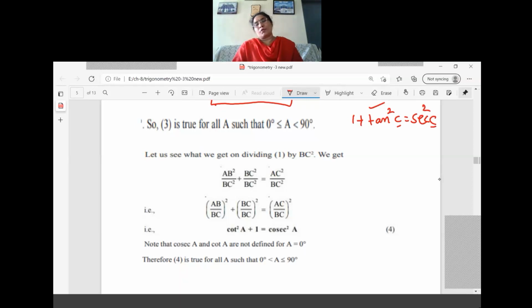Again if we go for the diagram, what we are getting there is cot square A plus 1 equal to cosec square A. What is the relation we are getting this time? Cot square A plus 1 is equal to cosec square A. Cot square A means adjacent side by opposite side. So AB by BC, and BC by BC, naturally it is 1 only. Now AC by BC is hypotenuse by the opposite side. So we got here cot square A plus 1 equal to cosec square A.